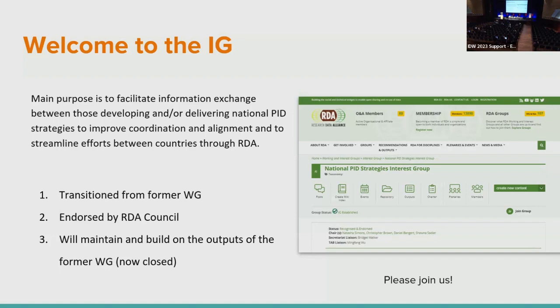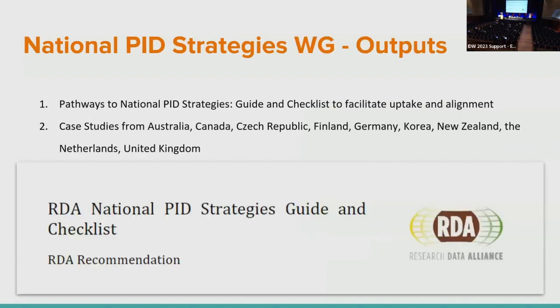It's recently endorsed by the RDA Council, and this is our first meeting. And it will maintain and build on the outputs of the former working group, which you may be a member of already. So firstly, if you haven't joined the interest group, please join us. Basically, we came to the end of our cycle and recognized that there was a need to continue this discussion under an interest group, and hence the formation of the group. I'll talk you through some of the outputs of the working group so you can get an idea of what's been achieved so far and where we want to go.